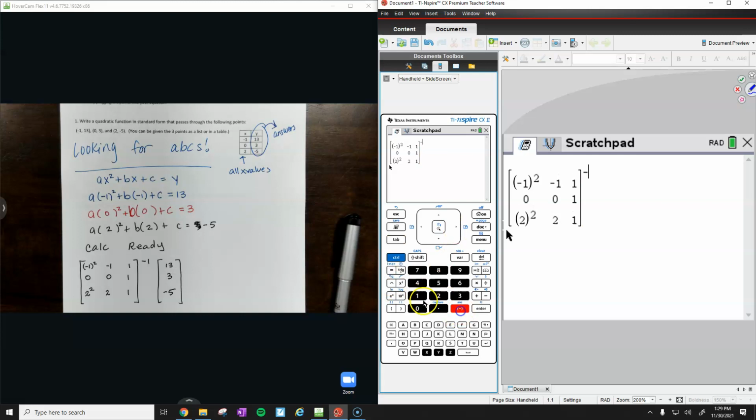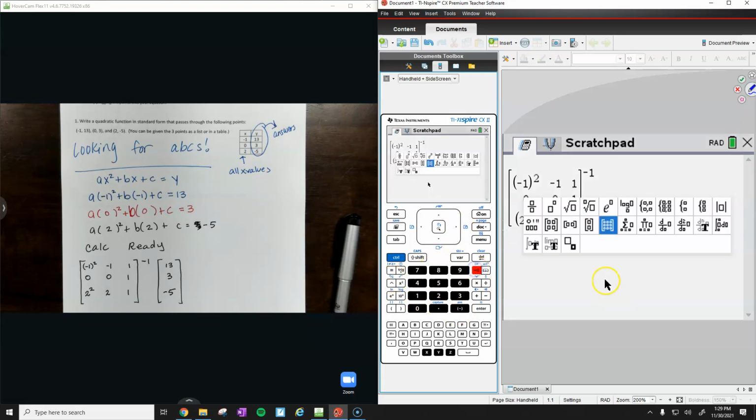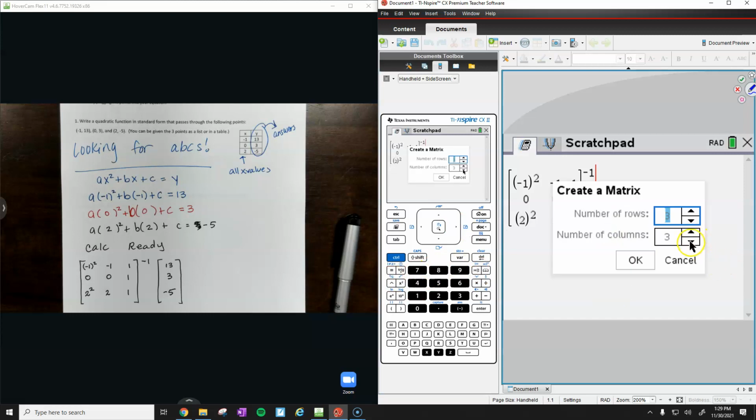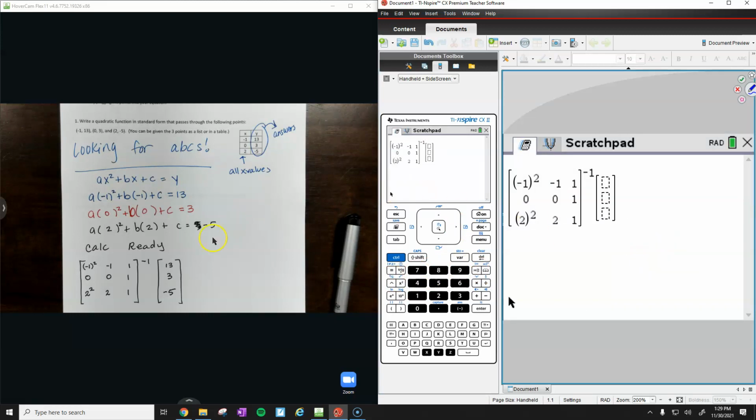Remember, we are raising this to a -1. Also, don't forget to get out of exponent mode. And now, for our answer matrix, we only have one column. And we're going to put the 13, the 3, and the negative 5.